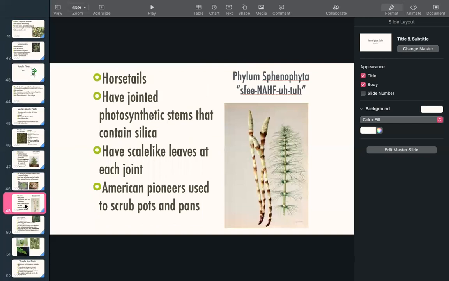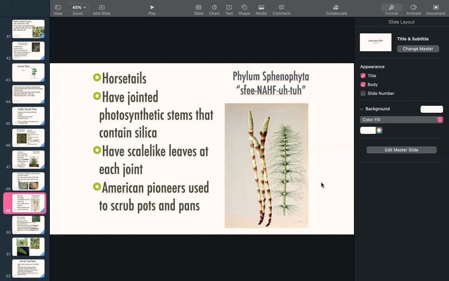The next phylum is called Sphenophyta. The common name for this group is the horsetails, which again, I don't really get because it doesn't look like the tail of a horse, but well, what do I know? The thing that distinguishes this group is that their stems are photosynthetic, which is kind of strange. And you can see based on the picture, they're extremely jointed, and their joints contain silica, which is strange for a plant.